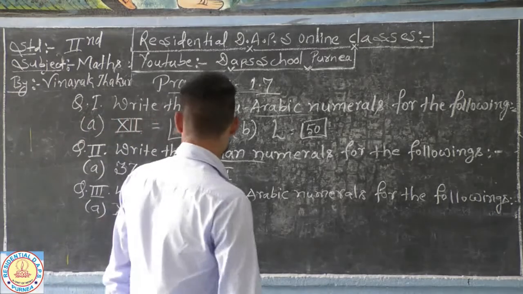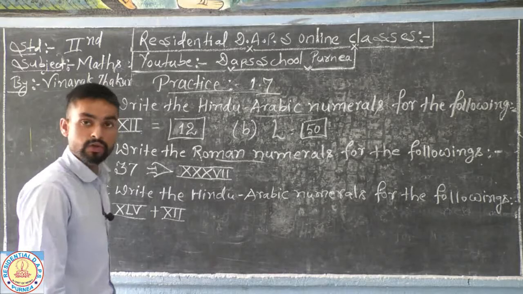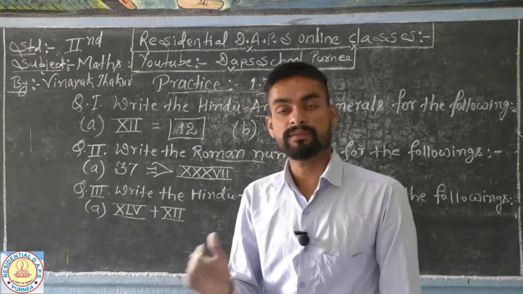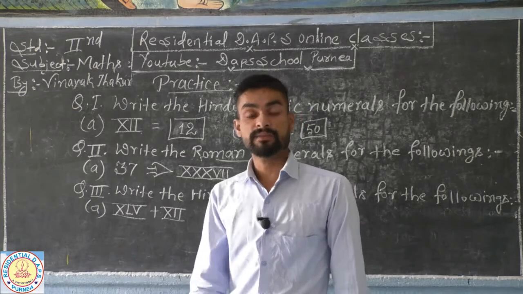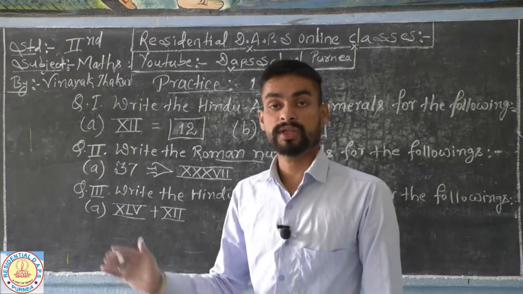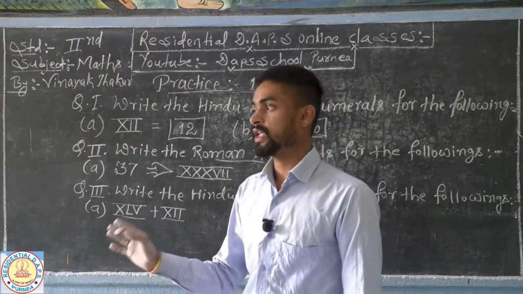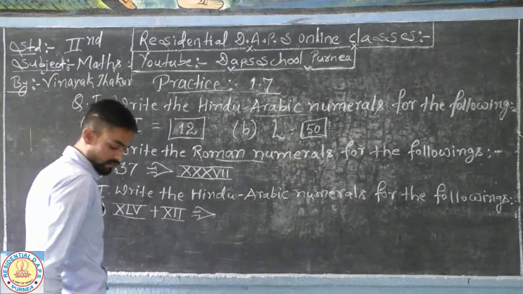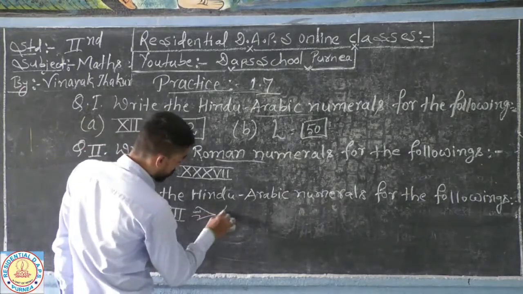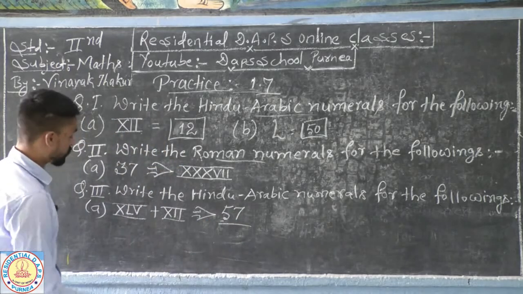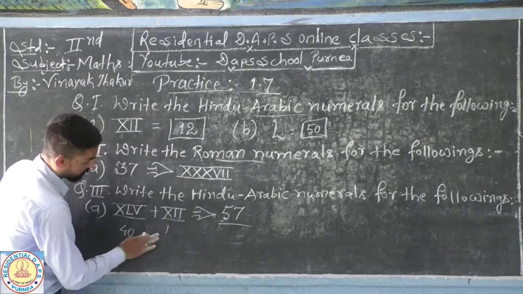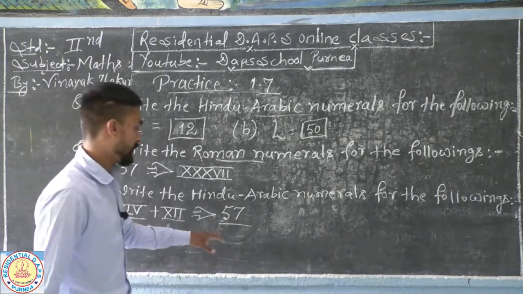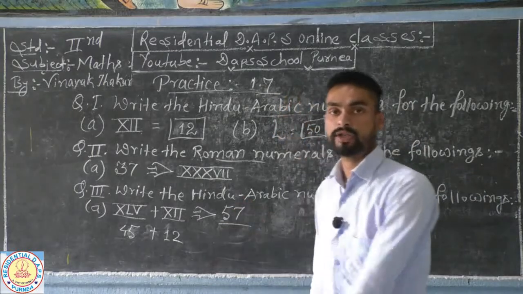So guys, I will tell you the Hindu Arabic numerals of these two Roman numerals. Your first Roman numeral is XLV. It means XL means 40 and V means 5. That means 45 plus XII. It means 12. X means 10 and II means 2. So you need to calculate and add them with each other. So 45 plus 12, how much is it? If you calculate 45 plus 12, you can get 57, your answer, because it means 45 and it means 12. So I calculated that 45 plus 12 is equal to 57.